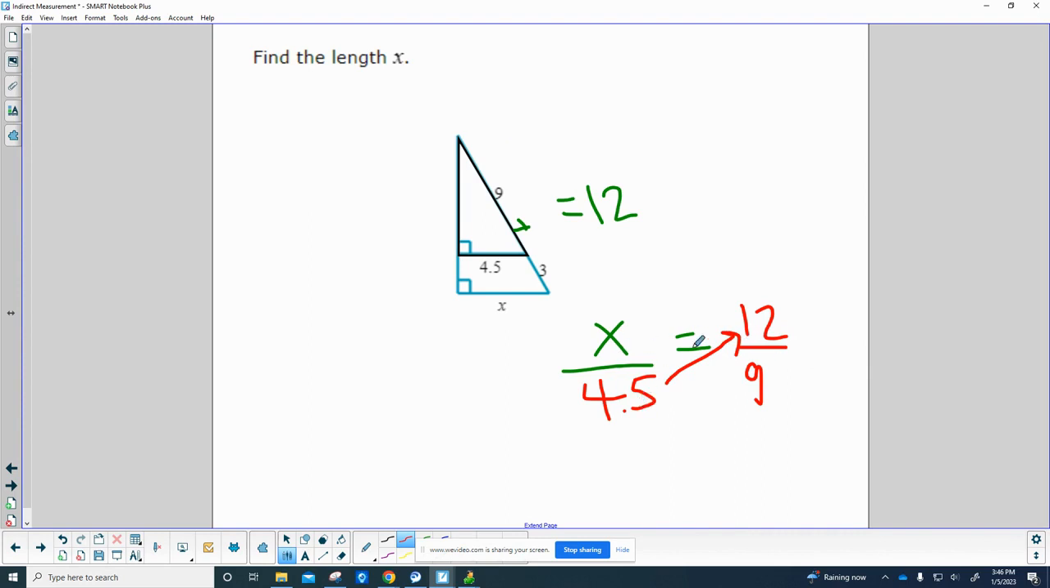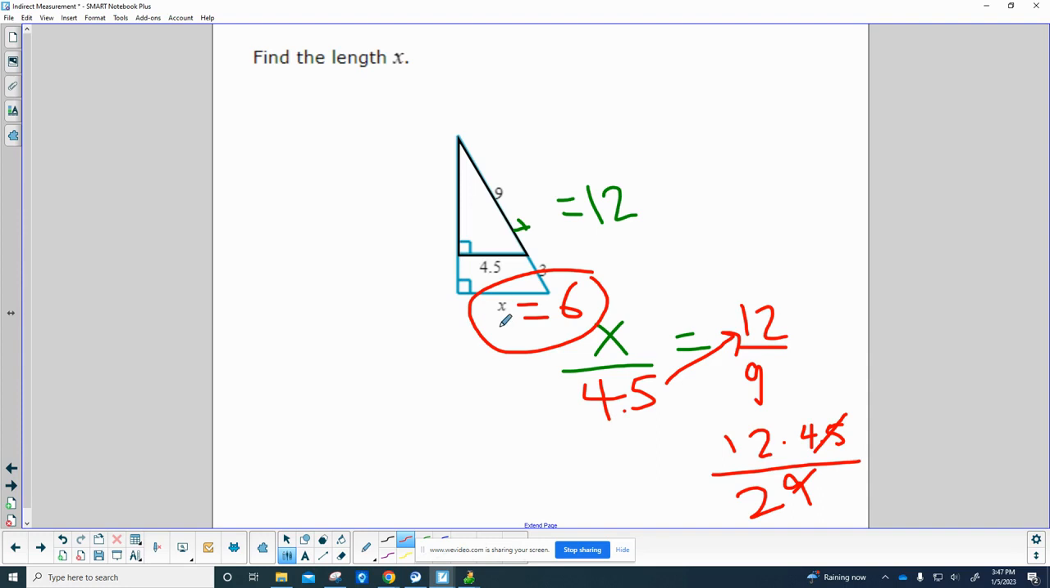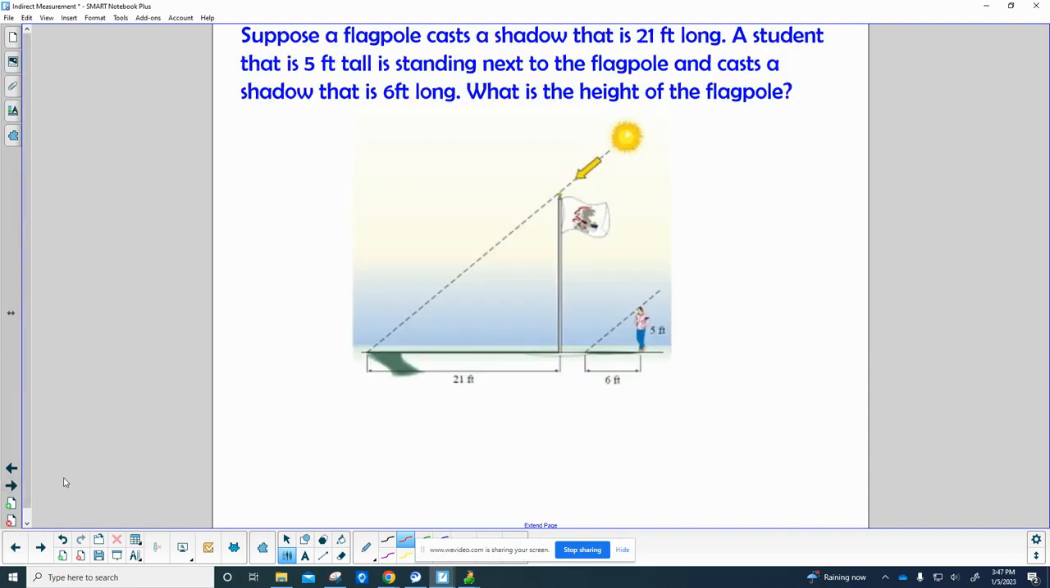And so 4.5 times 12 divided by 9, it's going to give us, well, let's multiply it out. I'm going to have 12 times 4.5 over 9. And then the 4.5 over 9 will simplify, and it'll leave us with just 2 on the bottom. And 12 divided by 2 is 6. So x would equal 6 in this case. Sorry, that was a little bit of a struggle for me.